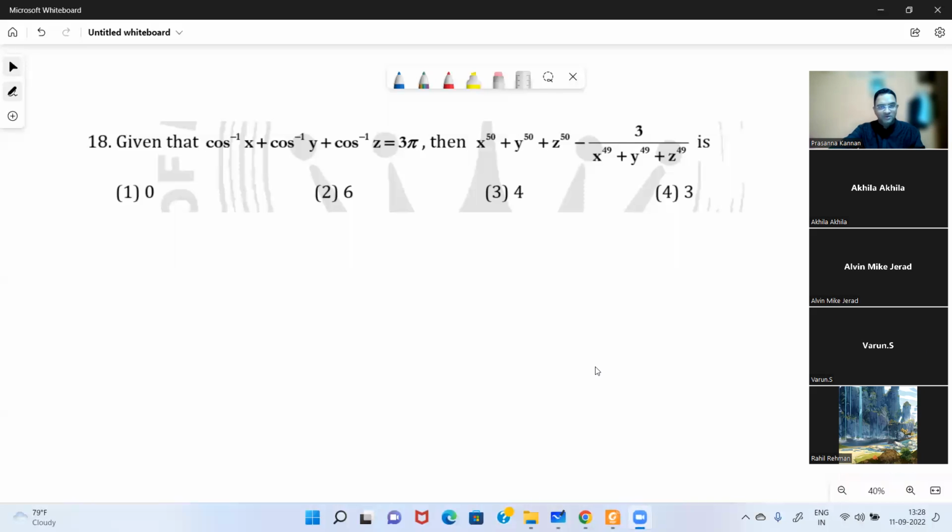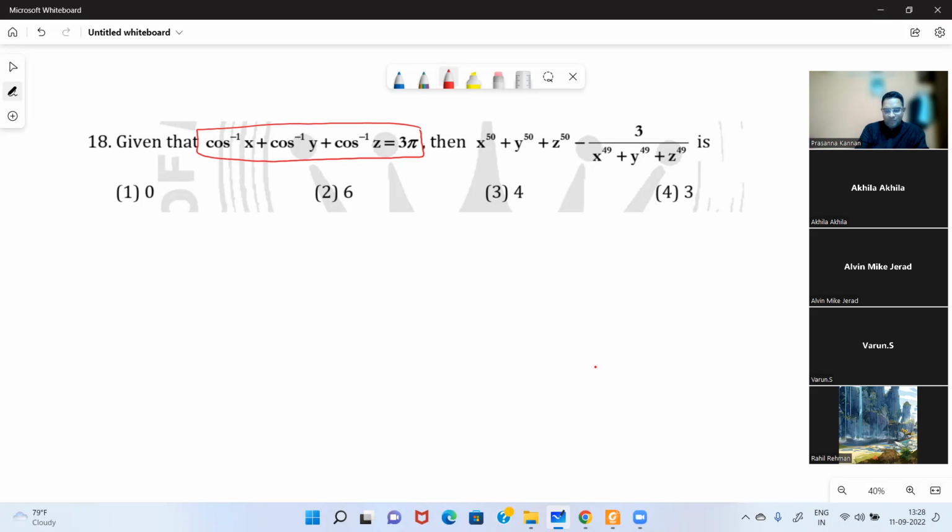All right. So let's look at the next question. What is given here? Cos inverse x plus cos inverse y plus cos inverse z is equal to 3 pi, correct? Then after that, you are asked to find x power 50 plus y power 50 plus z power 50 minus and all that, correct? Now, first we will look at this, okay?